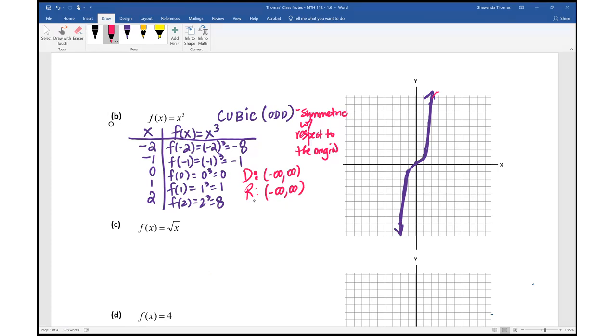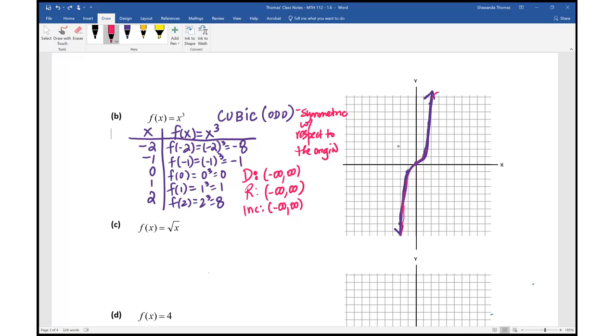I could ask you, where is it increasing? It's increasing everywhere, negative infinity to positive infinity. So from left to right, if we traced it, it's going up continuously. It never is constant, even though it may look like it's constant somewhere in the middle, but it's actually not. It is actually increasing everywhere.